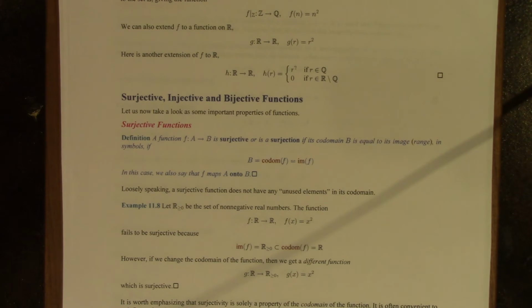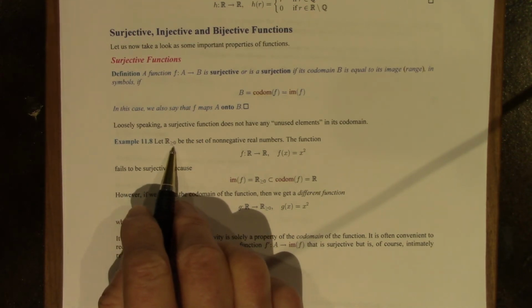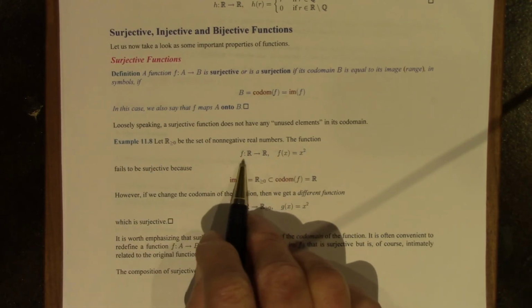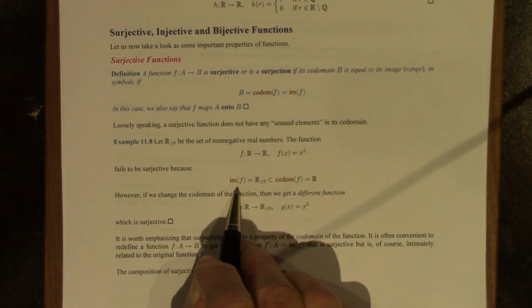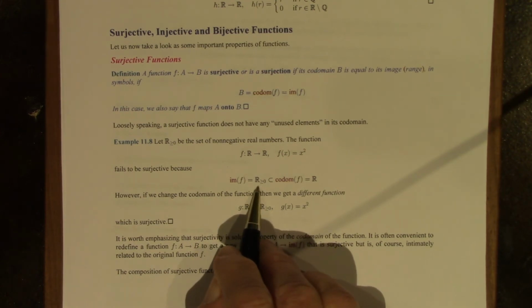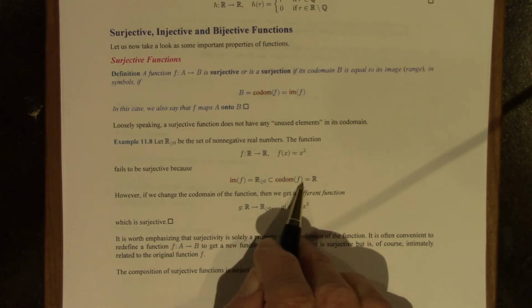So the words into and onto are actually mathematical terms. Loosely speaking, a surjective function doesn't have any unused elements in its codomain. Its codomain is as small as possible. It's equal to the image of the function. Example: I'll use R sub greater than or equal to 0 to denote the set of non-negative real numbers. So this function f on the real numbers, f of x equals x squared, fails to be surjective. It's not surjective because its image is the set of non-negative real numbers, but its codomain is the set of all real numbers, so the image is a proper subset of the codomain.